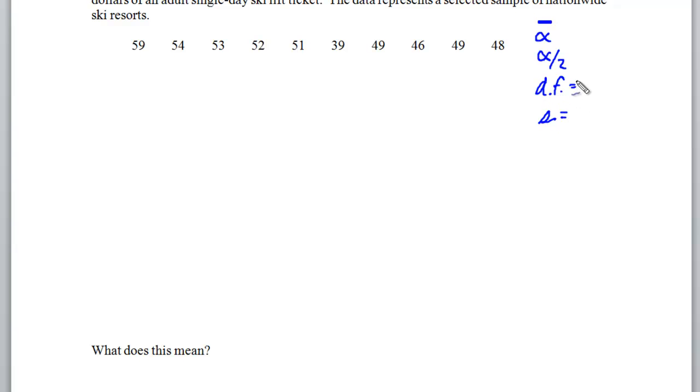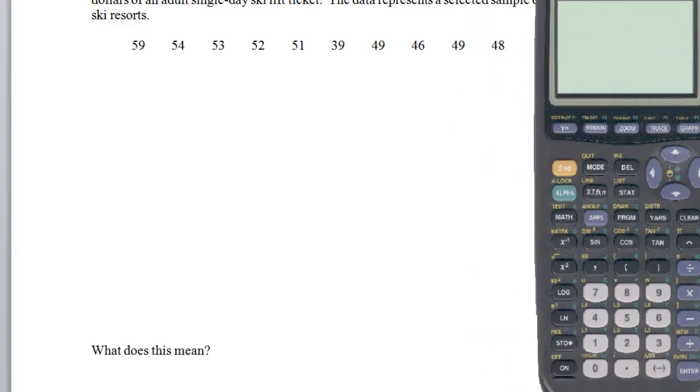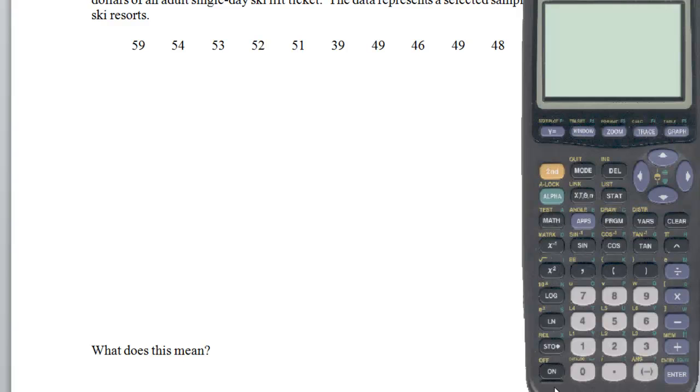Now you'll notice that the standard deviation right here on this, they don't give it to you. They give you the alpha. You can then find alpha divided by 2 and degrees of freedom. But notice that we're not given the standard deviation. And that's where we go to our good friend, the graphing calculator. By going to our friend, the graphing calculator, we can find that by typing all this data into our lists.